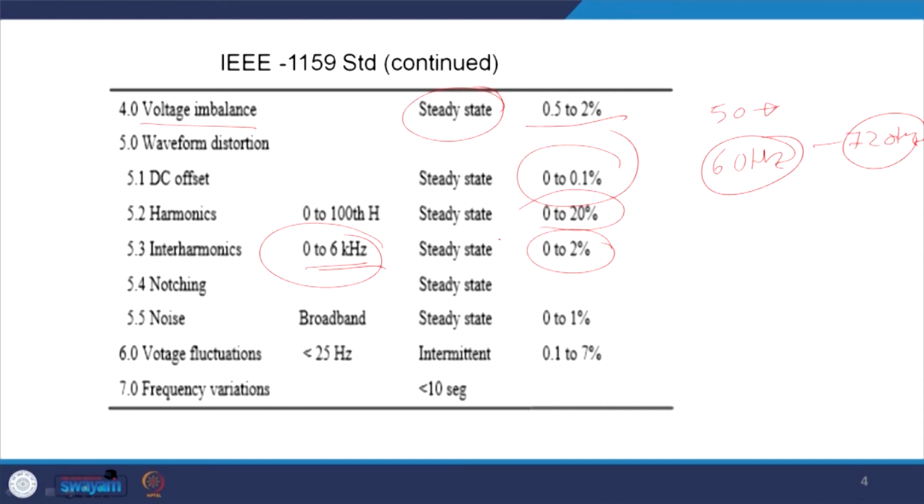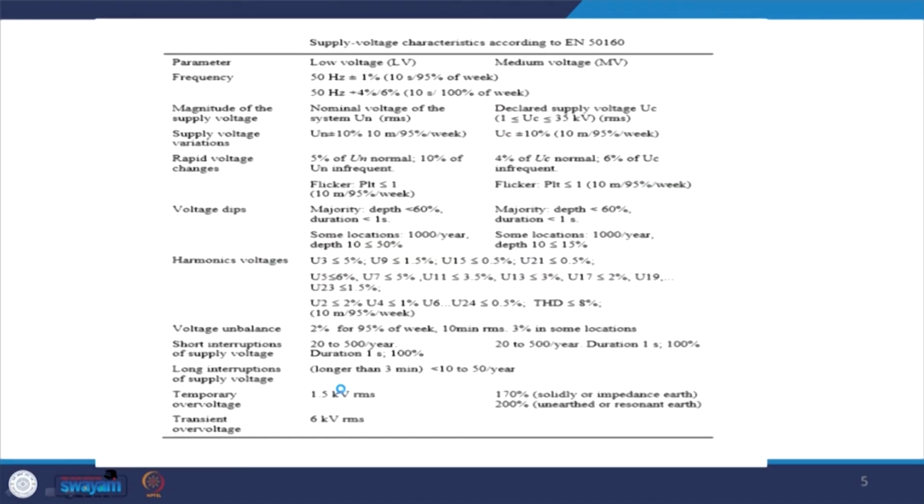So, this will be the interharmonics, and it should be less than 2%. Notch should be 0, and the broadband noise should be limited to 1%. Voltage fluctuations should be less than 25 hertz, intermittent it should be 0.1 to 7%, and frequency fluctuation should be less than 10 seconds.